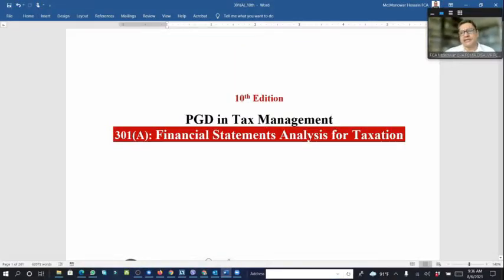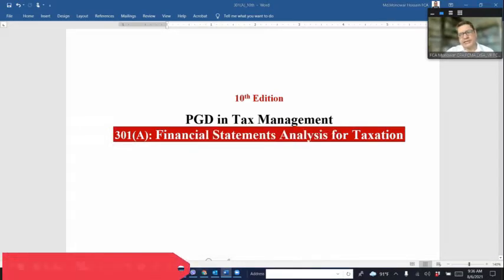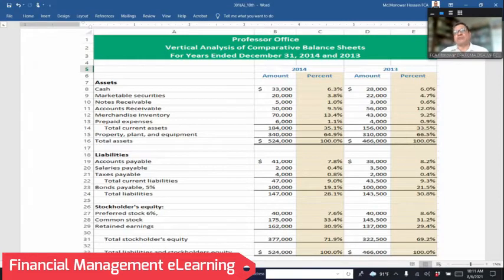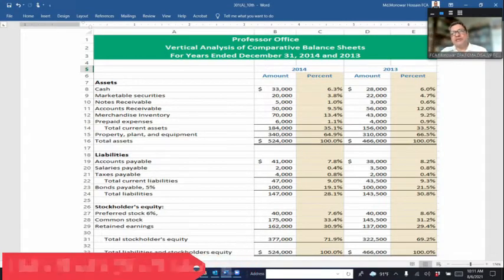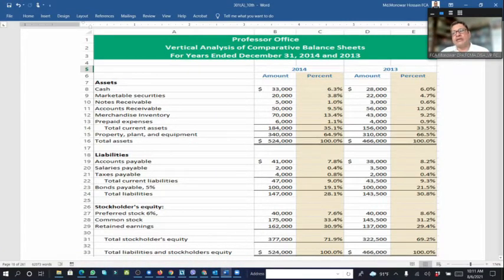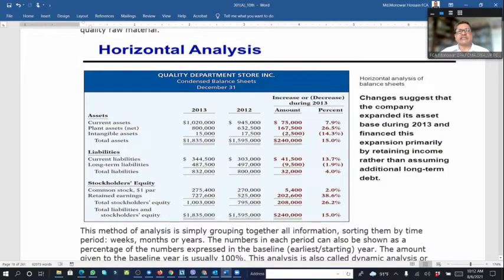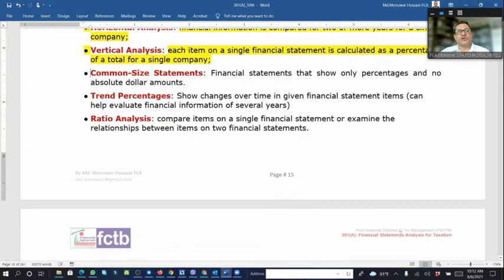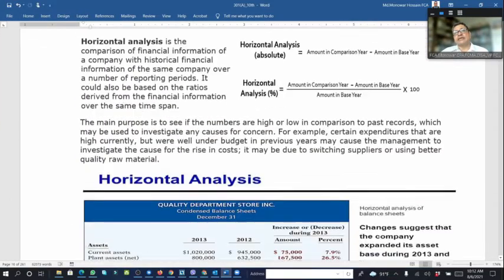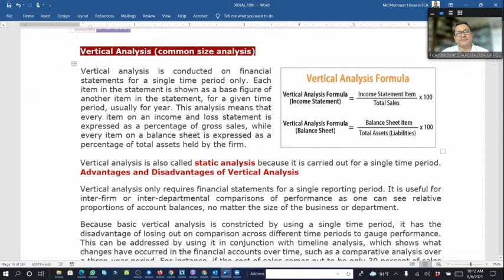Financial statement analysis for taxation is our 301 Part A. Management is a vital part. Here each and every item, each and every component, is needed for decision making by the management. That type of analysis we can sometimes call a common size statement. That common size statement is also our vertical analysis.